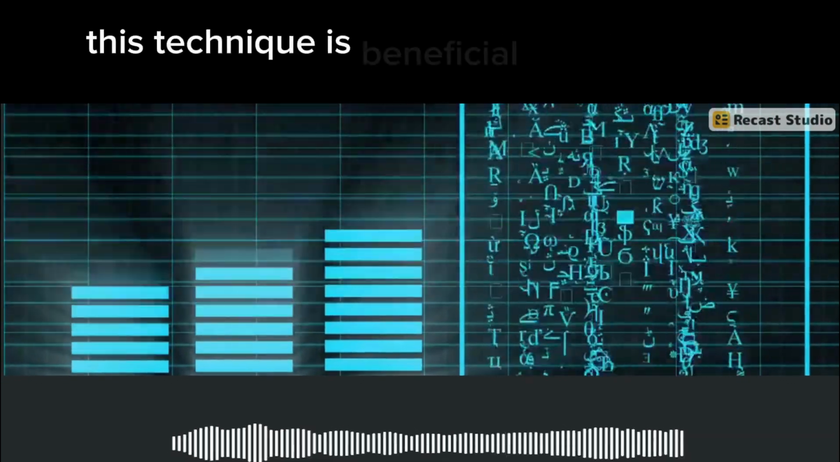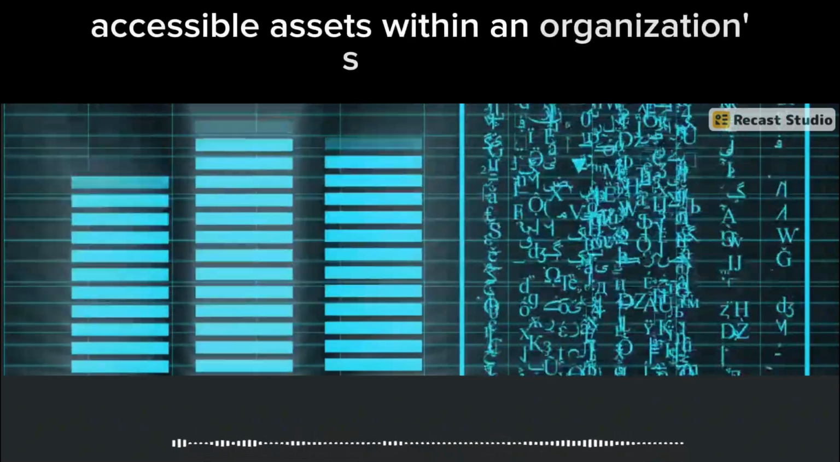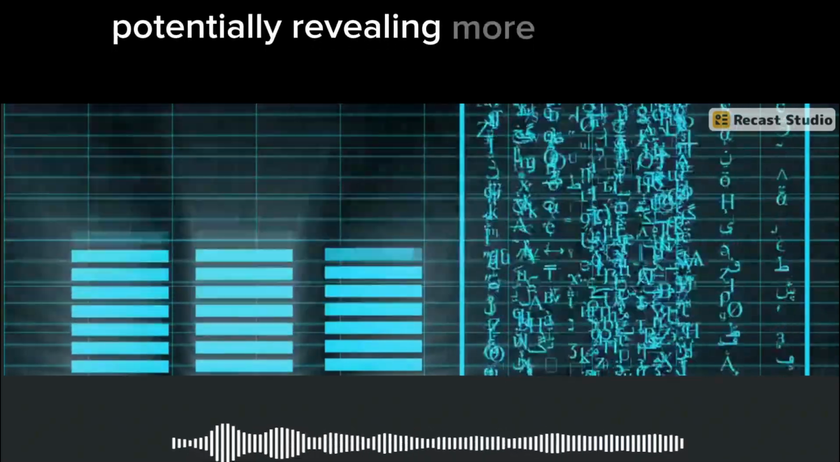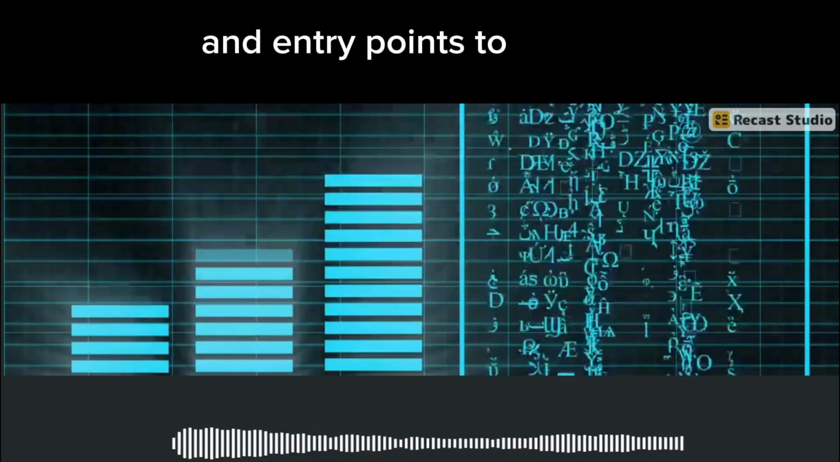This technique is beneficial for identifying all publicly accessible assets within an organization's IP block, potentially revealing more systems to target and entry points to explore.